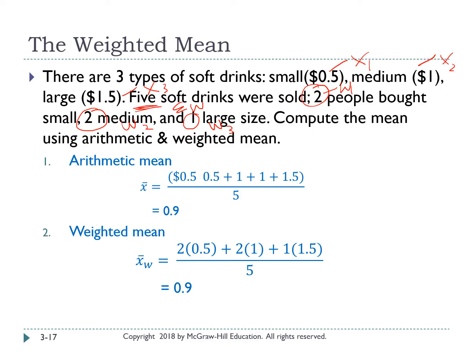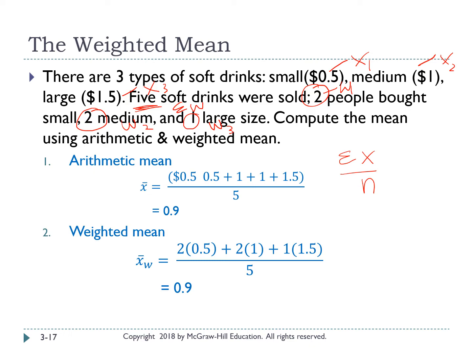Okay, so let's attempt to do the first one, arithmetic mean. Do you still remember what the formula of arithmetic mean is? Summation of your x over your n, right? So you have to sum all your observations.